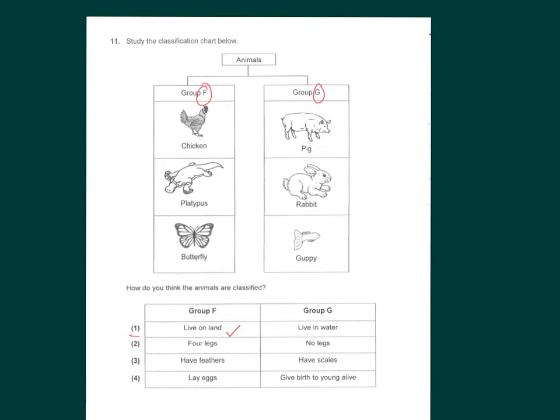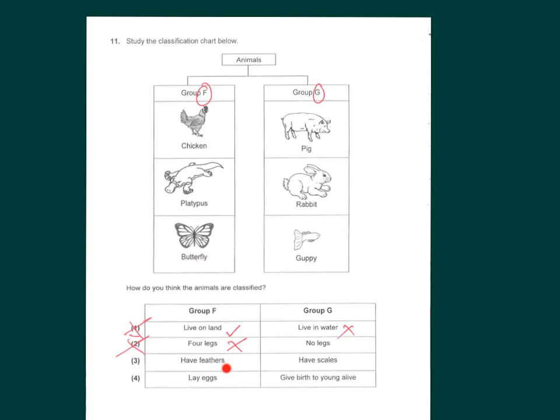Now, group G, live in water. Obviously, only the guppy lives in water. So, in this case, only this is the one that lives in water. So, false. Now, 4 legs in group F. 4 legs. I only see 2 legs for the chicken. And this one is an insect, so we will have 6 legs. So obviously this is wrong. So this we can cancel.